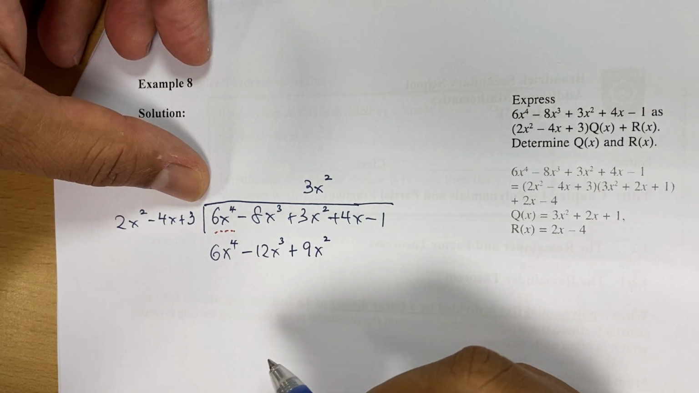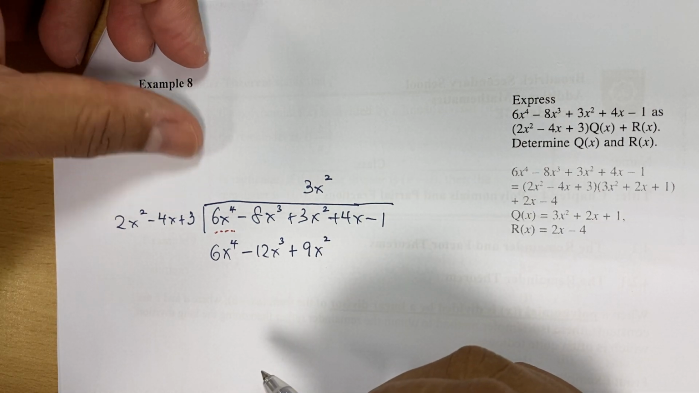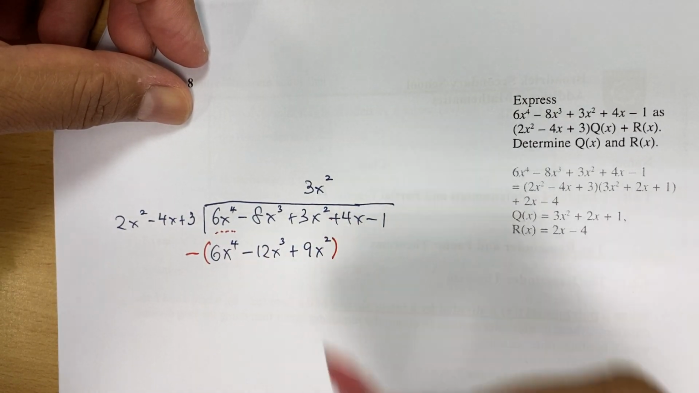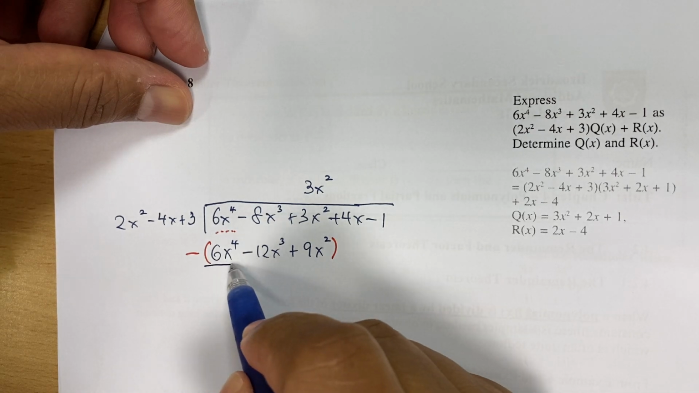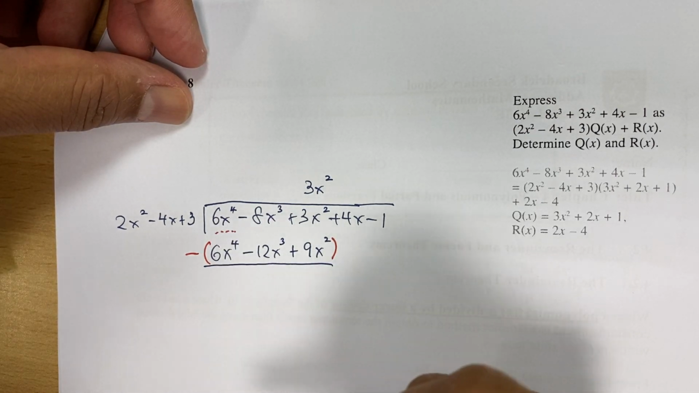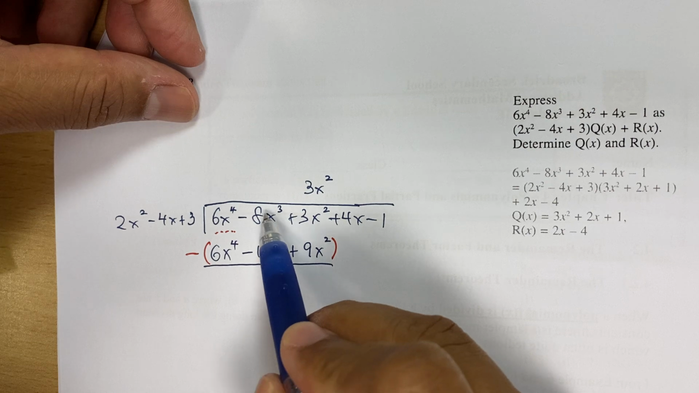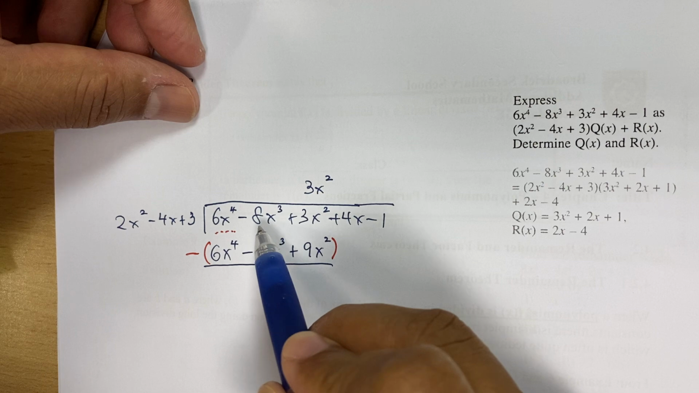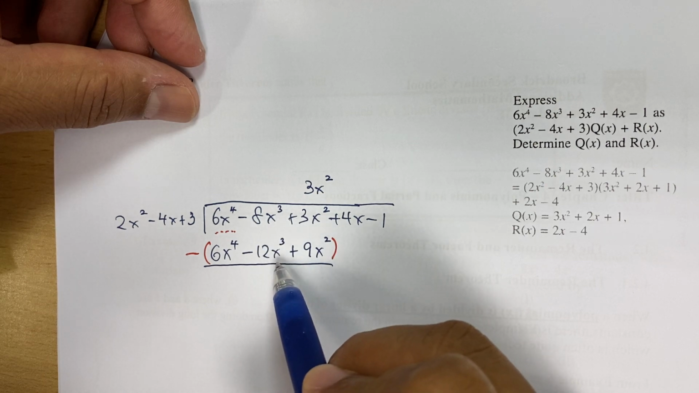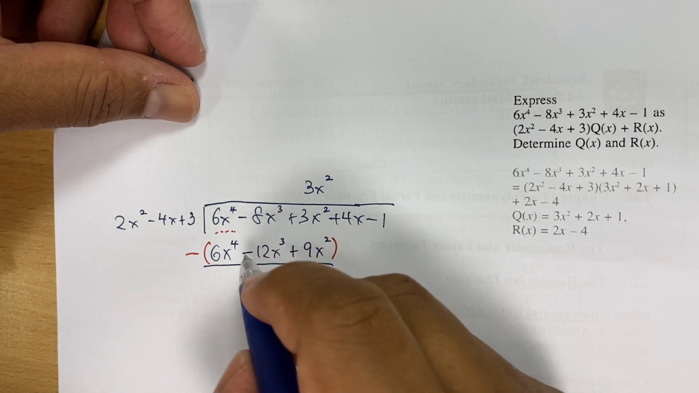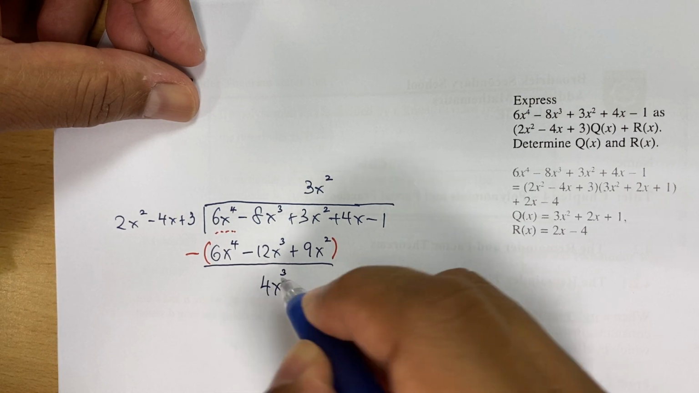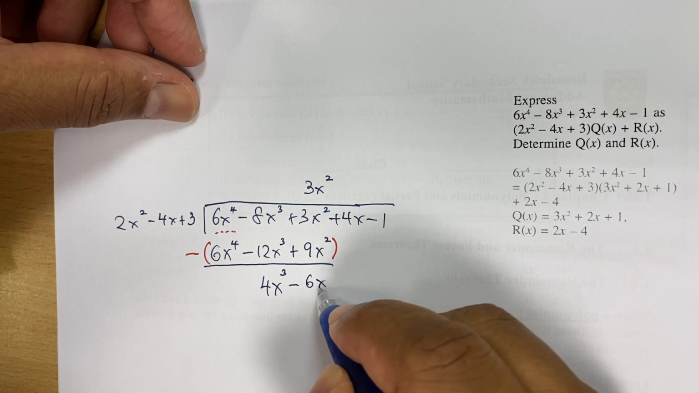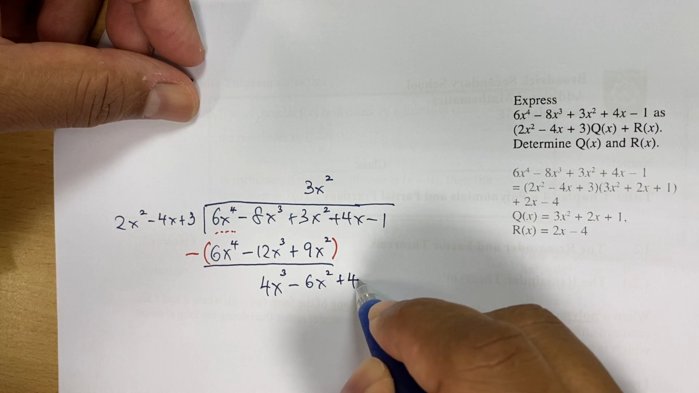Then when we subtract this, I use a red pen. The 6x^4 will be nothing. Minus 8x^3 minus negative, so it becomes plus. So minus 8x^3 plus 12x^3 will give me 4x^3. This is 3x^2 minus 9x^2, which is minus 6x^2. And again, we bring down the 4x.